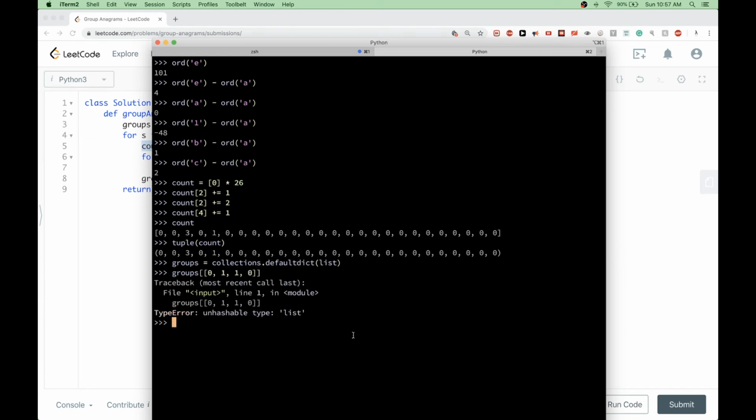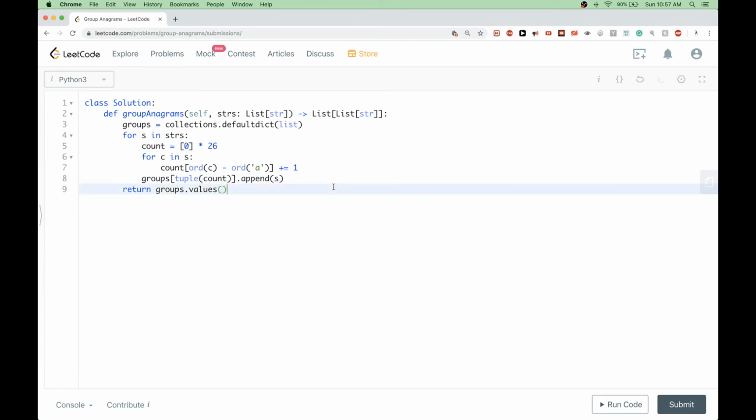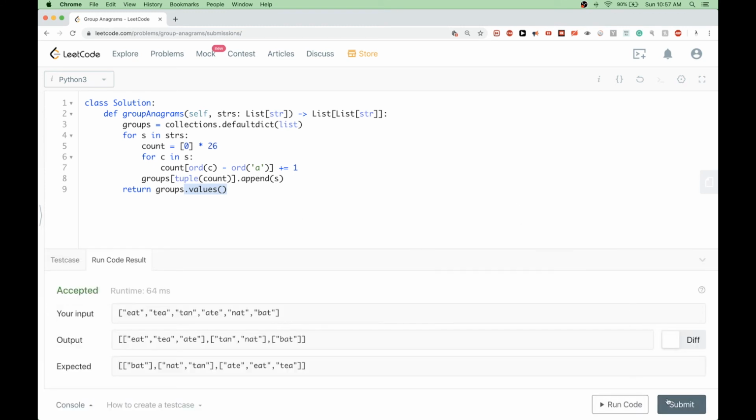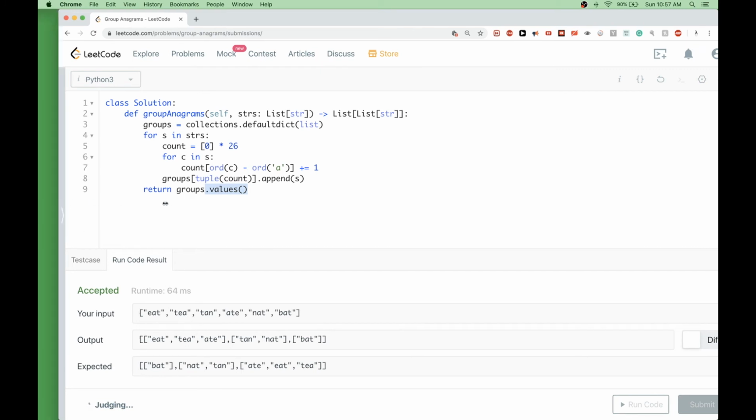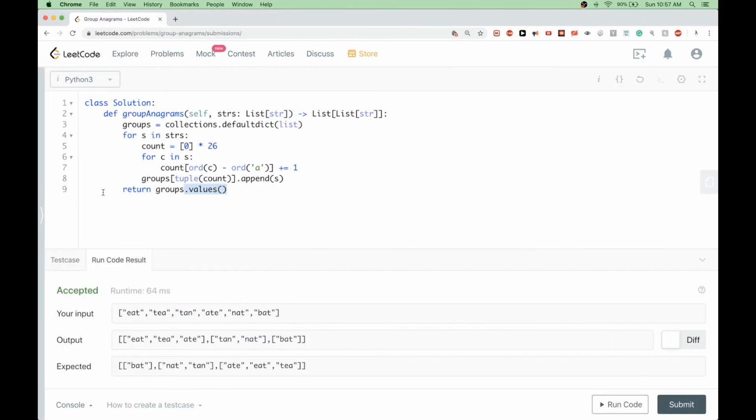So in that case, Python complains that list is an unhashable type. But if I convert that list into a tuple, I get a valid key, right? And so that's what we are doing here. And at the end, since this is a unique representation for each anagram, we can just get the values. Okay, so that solution passes.